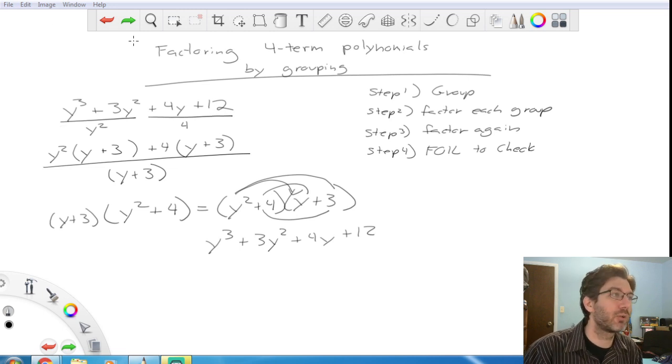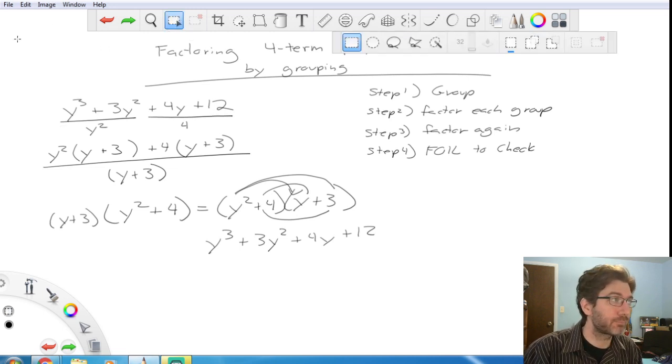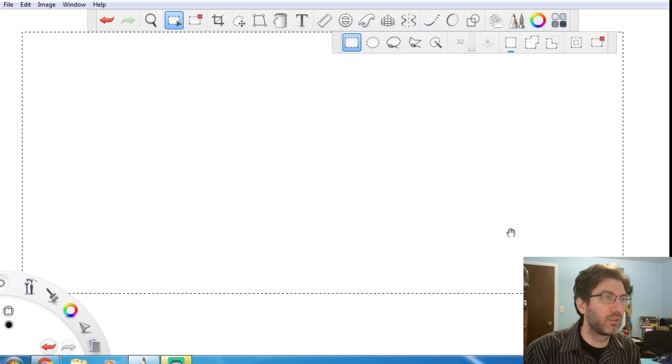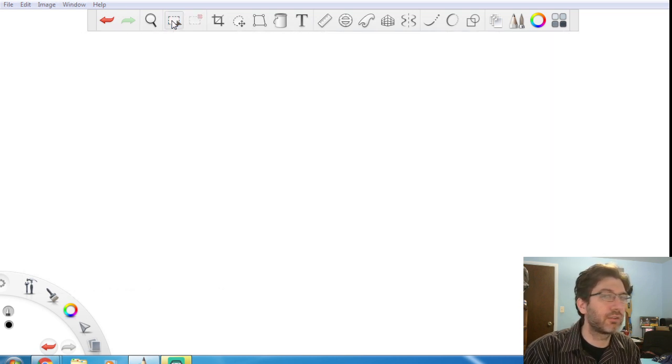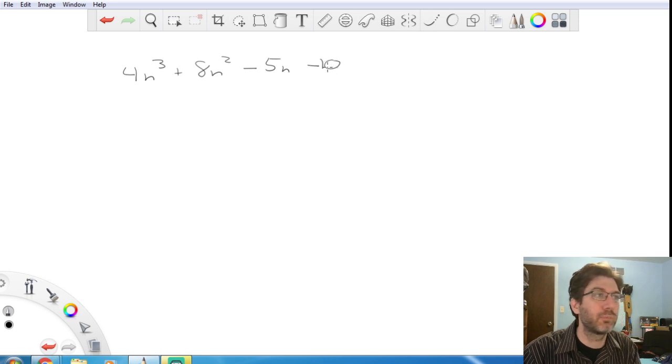So if you are following along on the PowerPoint, get rid of all that. And our next example is 4n cubed plus 8n squared minus 5n minus 10. Just keep in mind your signs here. You don't treat them any differently, just keep in mind what they are. So when you do your factoring and stuff, you know what your signs tend to be.